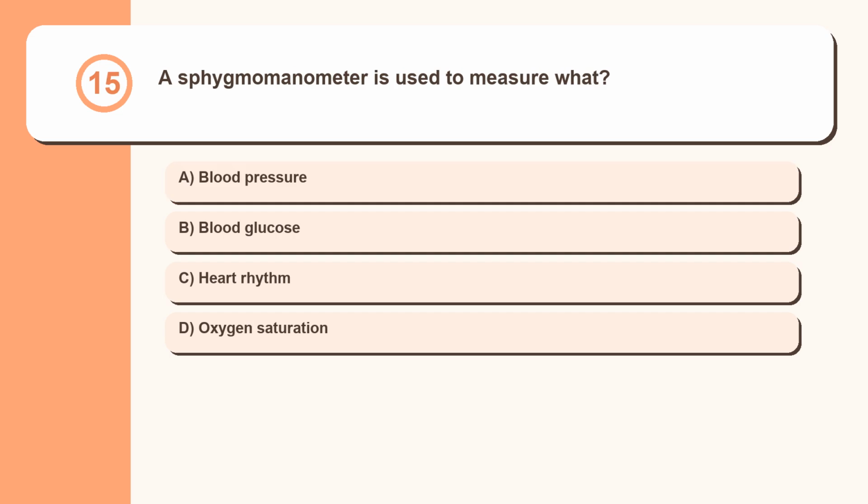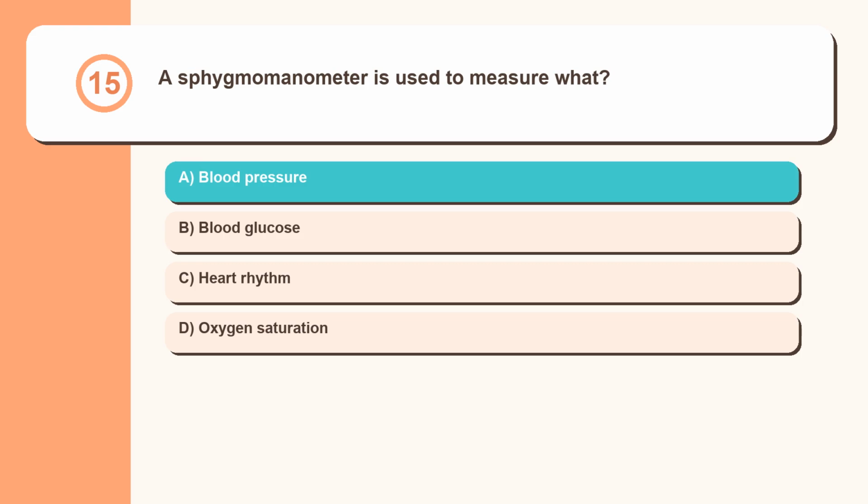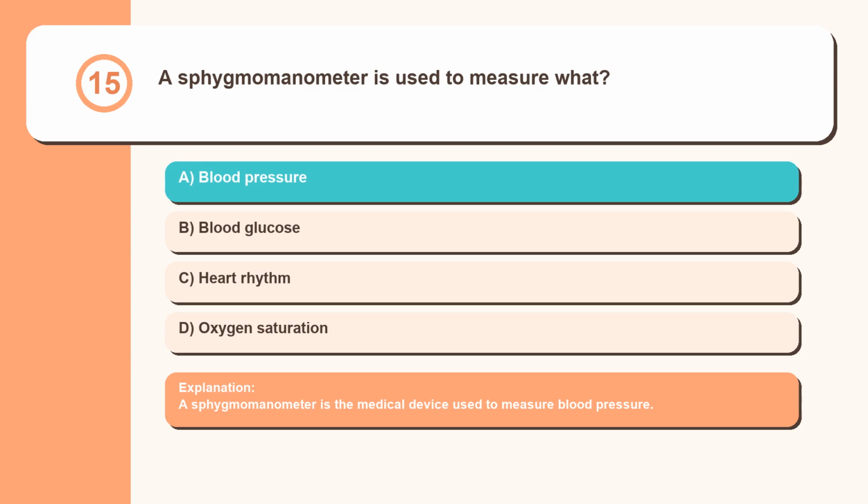Question 15. A sphygmomanometer is used to measure what? Blood pressure, blood glucose, heart rhythm, oxygen saturation. A sphygmomanometer is the medical device used to measure blood pressure.